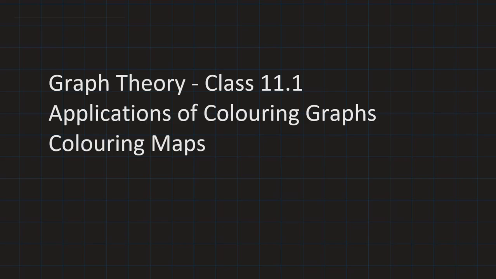Graph Theory Class 11 Video 1. In this video we're going to look at some examples of colouring graphs. In particular we're going to look at colouring maps. So let's begin with the problem.